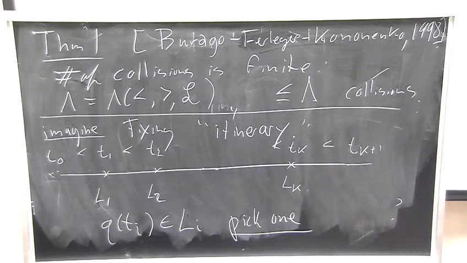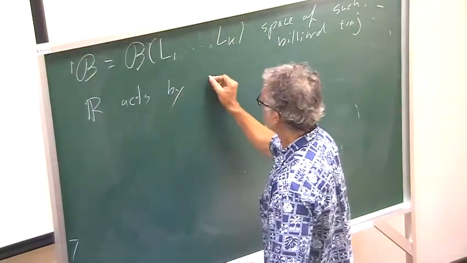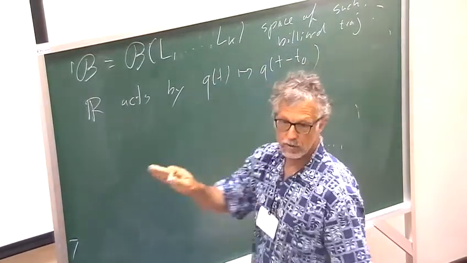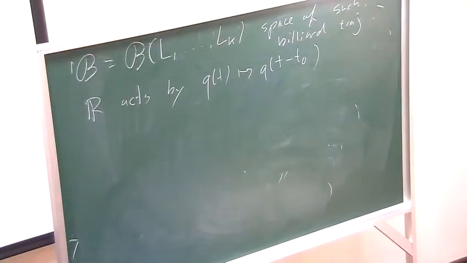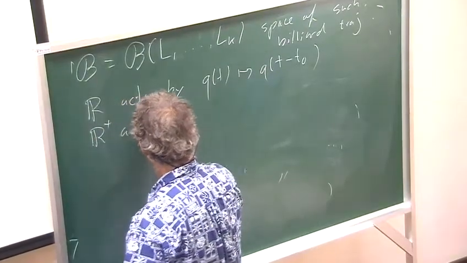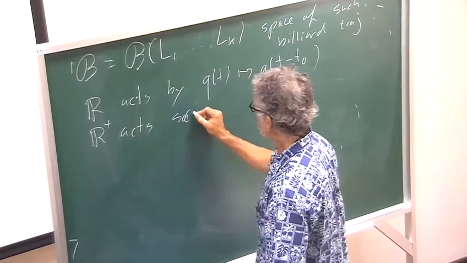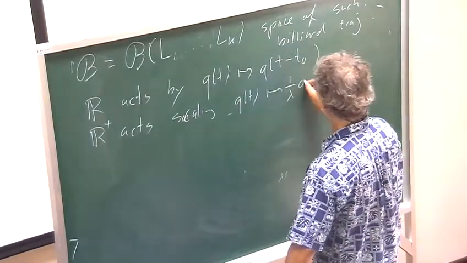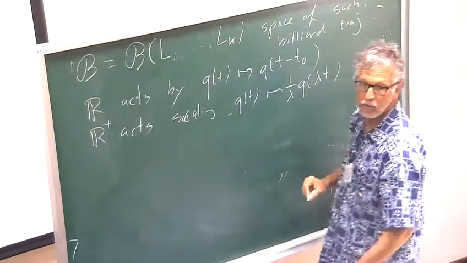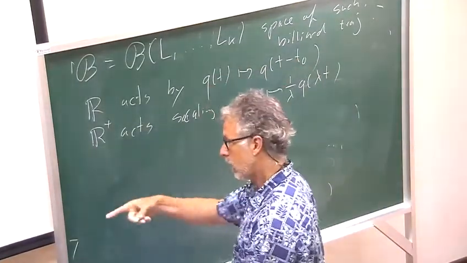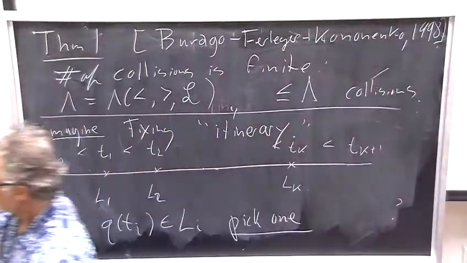So R acts by Q of T goes to Q of T plus something. Just shift the origin. Then all these times would just shift. And also R plus acts by scaling. Q of T goes to 1 over lambda Q of lambda T. So I'm going to insist that I can make the velocities 1 here.